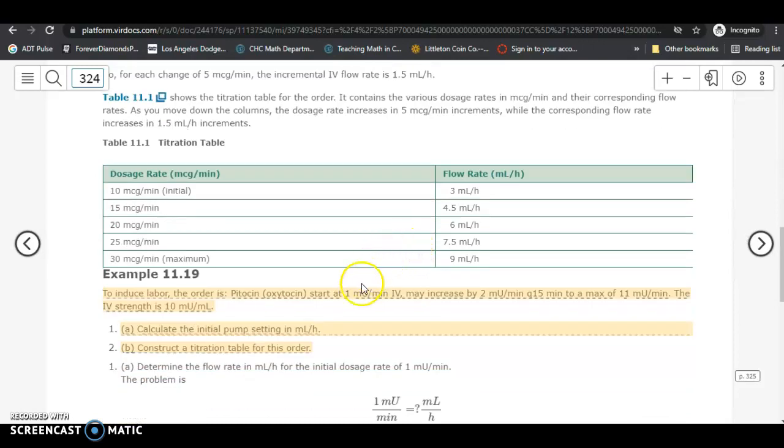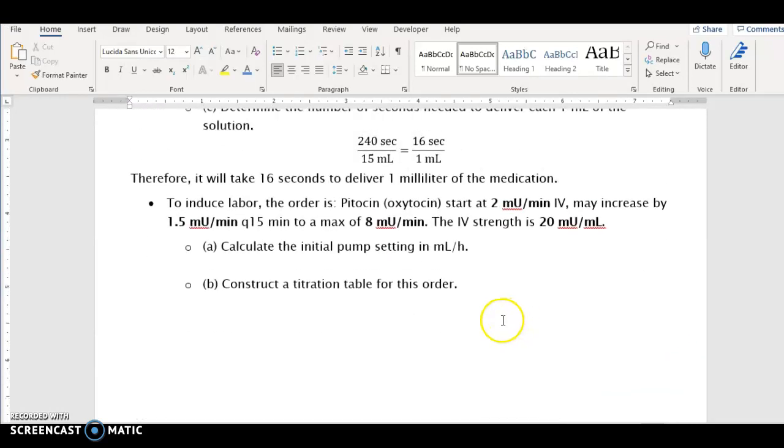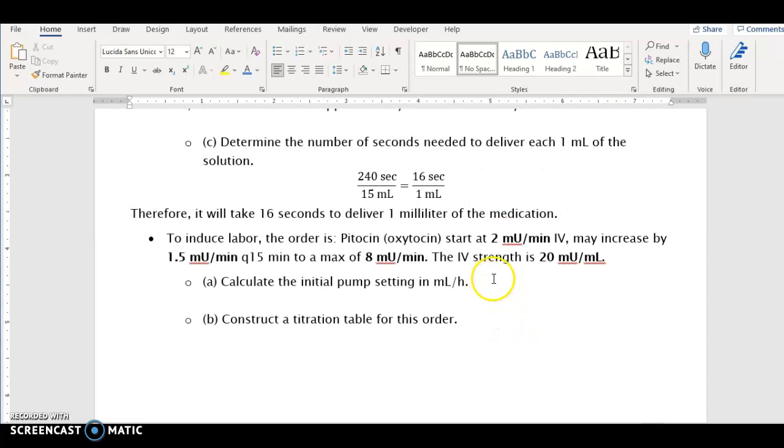So the problem we're going to do is like example 11.19. Since the examples are already worked out in the book, what I did was I copied the information, and then I changed some of the numbers. The numbers that I changed here are in bold.